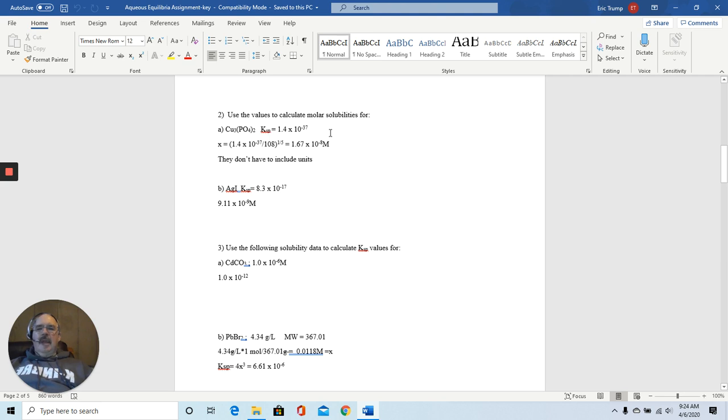And so KSP would be 3x the quantity cubed times 2x the quantity squared, which, if we combine terms, gives us 108 times x to the 5th. Solving for x, we would divide by 108 and then take the 5th root of the result. So that's 1.67 times 10 to the minus 8th molar.